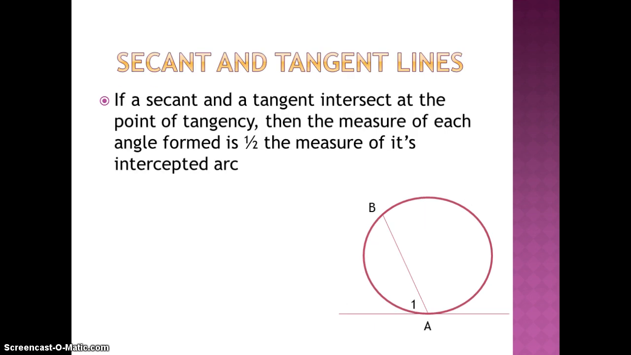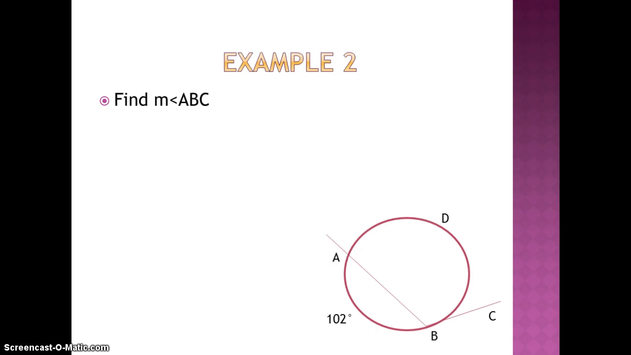Secant and tangent lines. If a secant and a tangent intersect at the point of tangency, then the measure of each angle formed is 1/2 the measure of its intercepted arc. So the measure of angle 1 equals 1/2 the measure of arc AB. Find the measure of angle ABC.